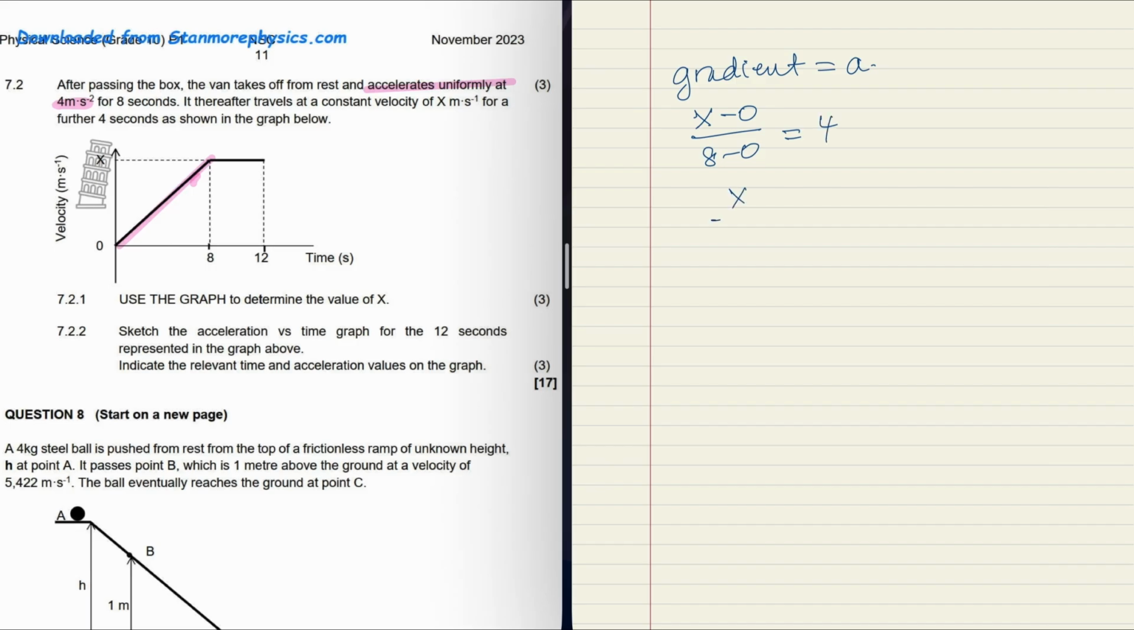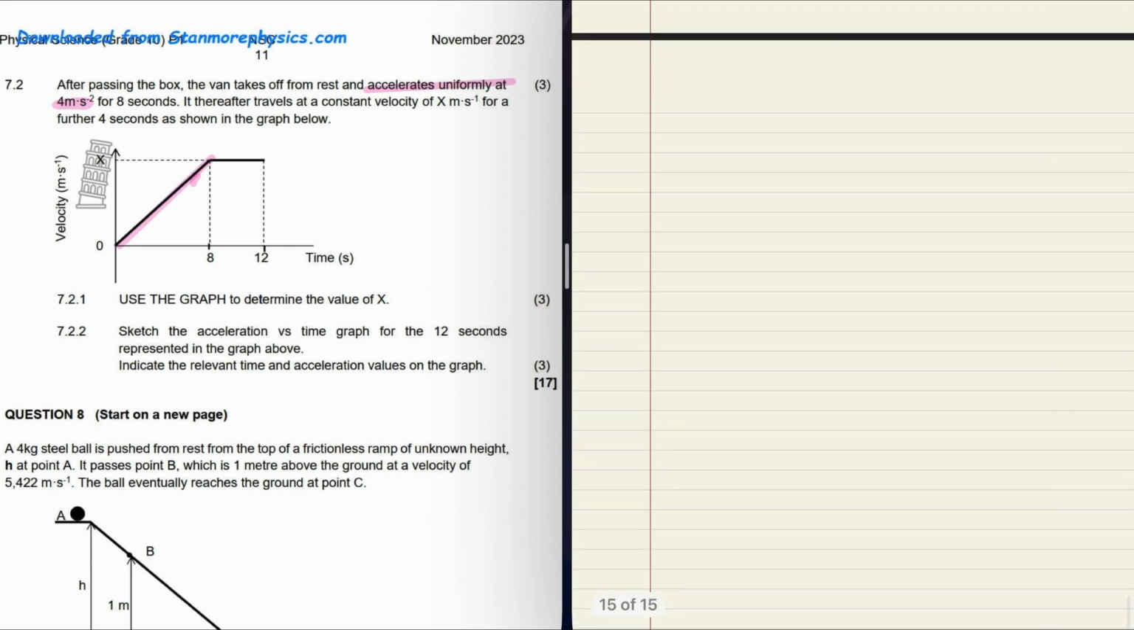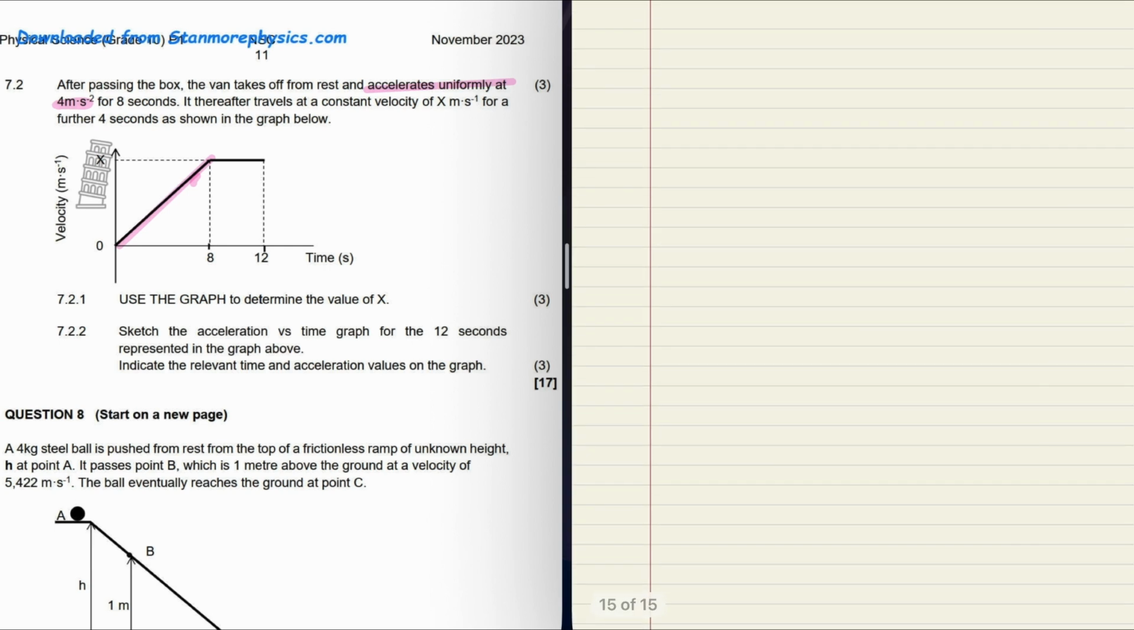So x divided by 8 is equal to 4. That means x is equal to 32 meters per second. Question 7.2.2, sketch the acceleration versus time graph for the 12 seconds represented in the graph above. Indicate the relevant time and acceleration values on the graph.